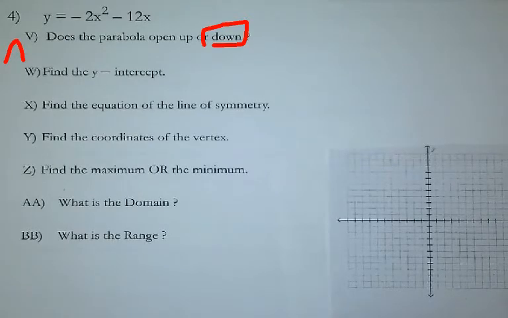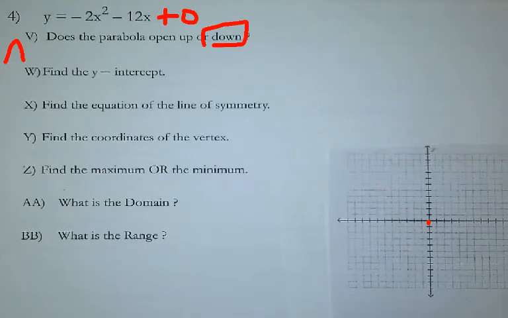Then it says, find the y-intercept. Well, the y-intercept is the number that's added at the end. Uh-oh, there's no number added at the end. That means the y-intercept is 0. It crosses right there. So that's the y-intercept.